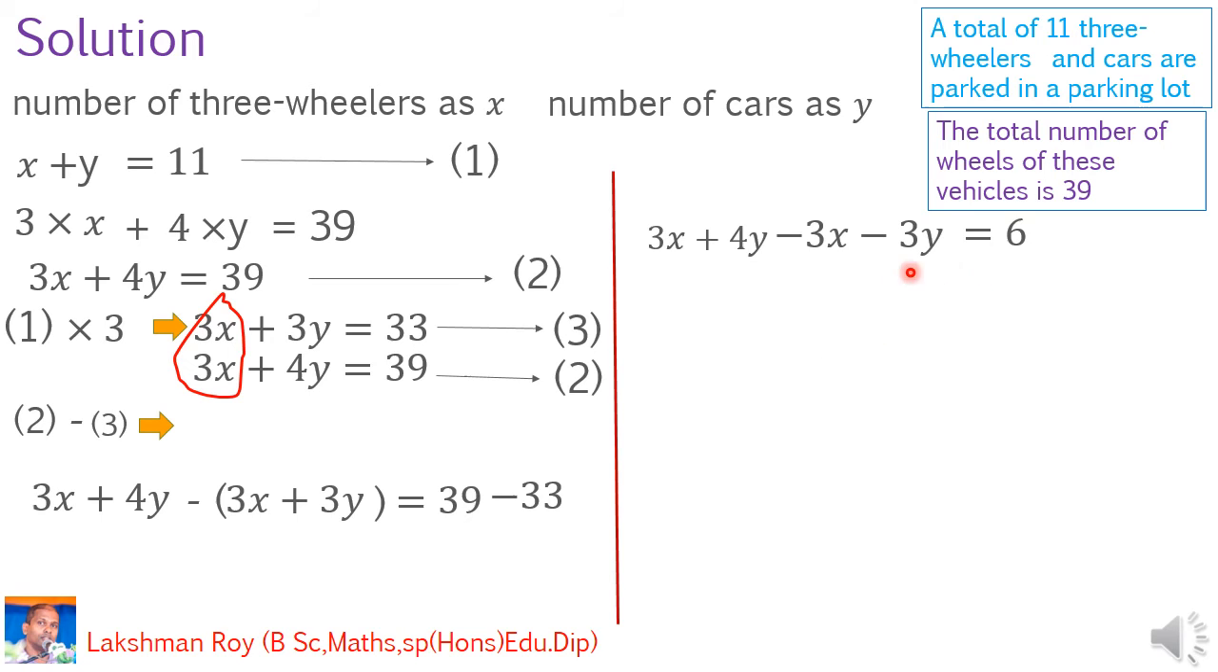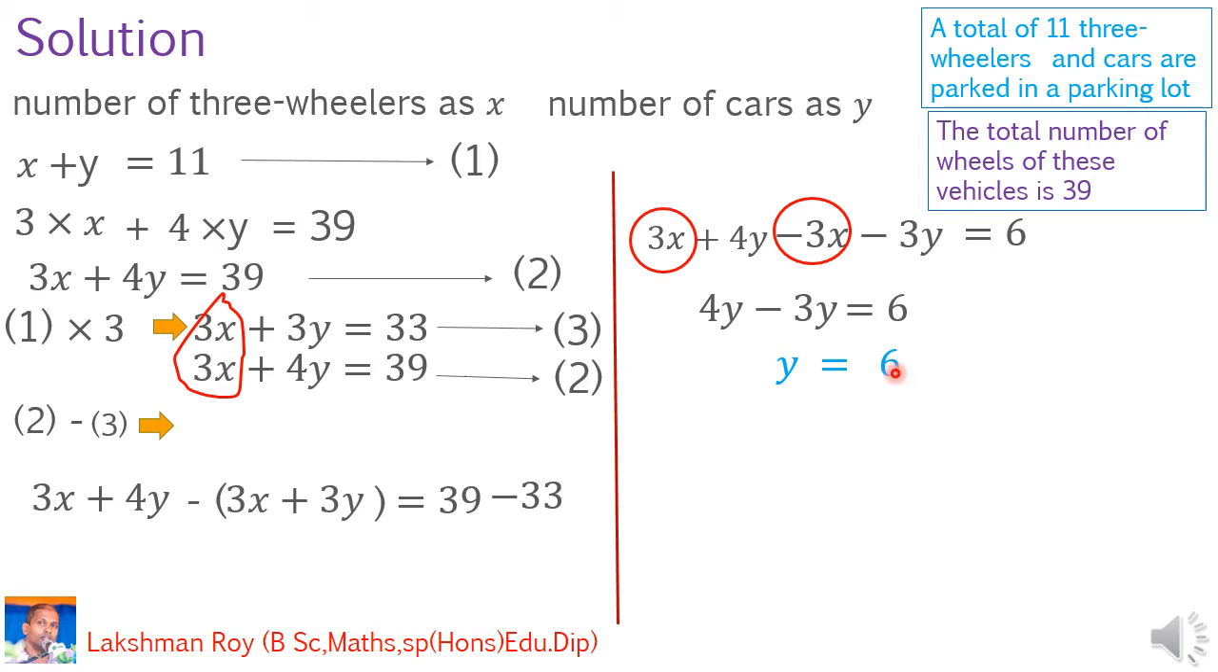Now see here, 3x and 3x are equal terms, but the signs are different, positive and negative, so those terms become 0. What remains is positive 4y minus 3y, equal to 6. 4y minus 3y easily gives 1y, that is equal to 6. So one variable we have already found: the number of cars is 6.